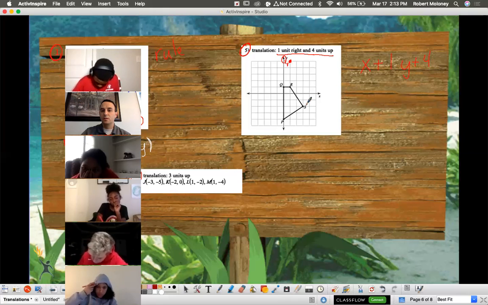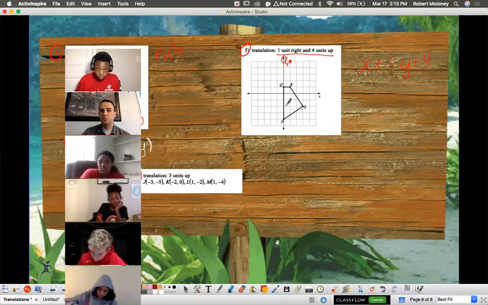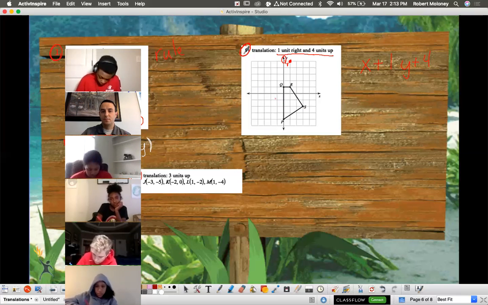That way, I don't have to worry about it. Wait, for which one? For number 5. Okay, and then I'm going to do the same thing with R. I'm going to go 1 to the right, and then count up 4 places. This is my new R.